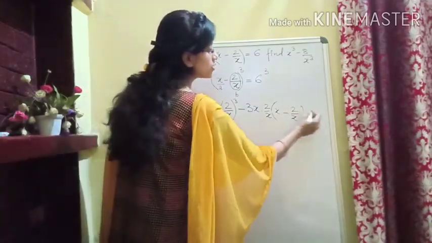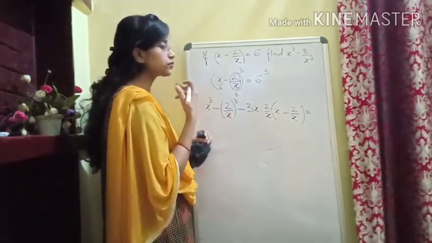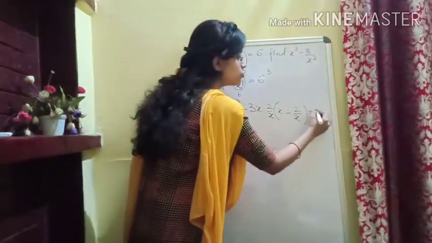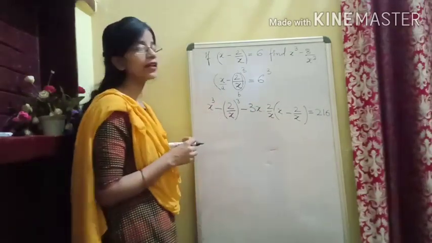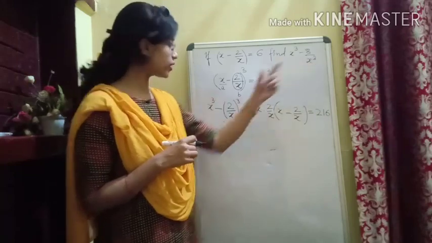Now see, what is the right hand side? It is 6 cube. 6 cube means 6 into 6 into 6, which, when you multiply it, will be 216. So now we have to find out the value of x cube minus 8 upon x cube.